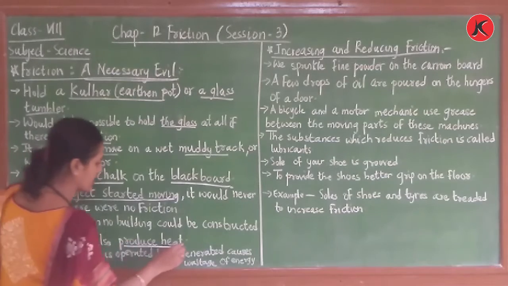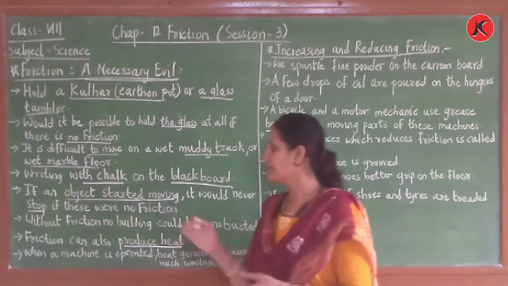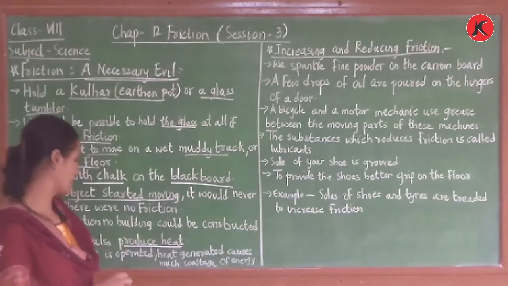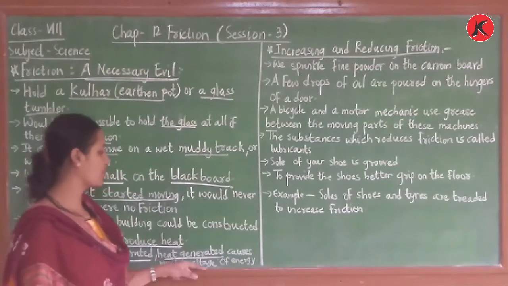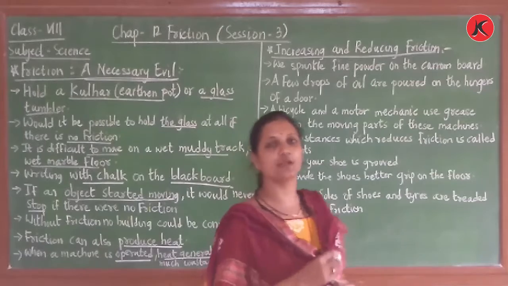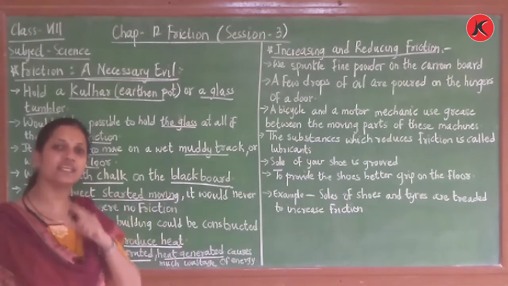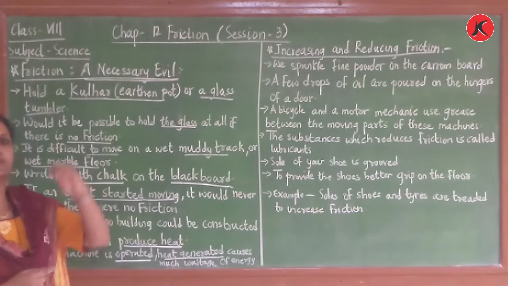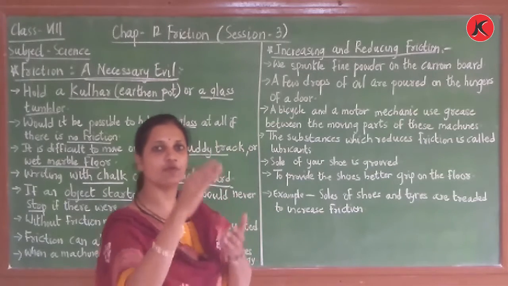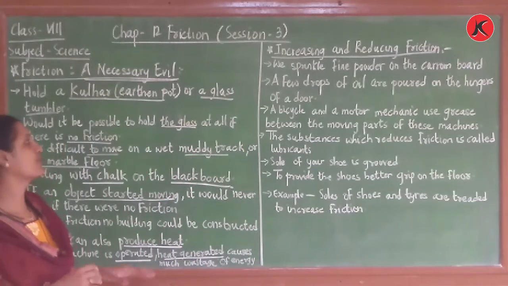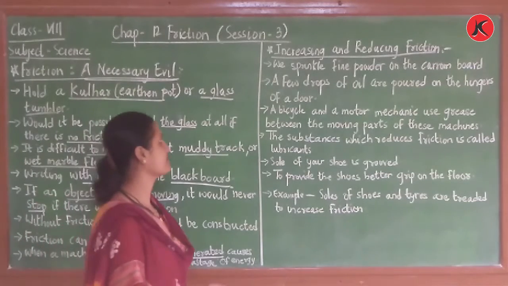Friction can also produce heat. When we rub our two hands, heat is generated. Similarly, you must have seen that when a machine is operated, heat is generated, causing much wastage of energy. When we start any machine, it runs with a motor and heat is exerted, and along with heat the machine also depreciates, meaning the machine wears out, and its spare parts gradually reduce, right? So for that we have to take some steps to avoid the loss from friction.